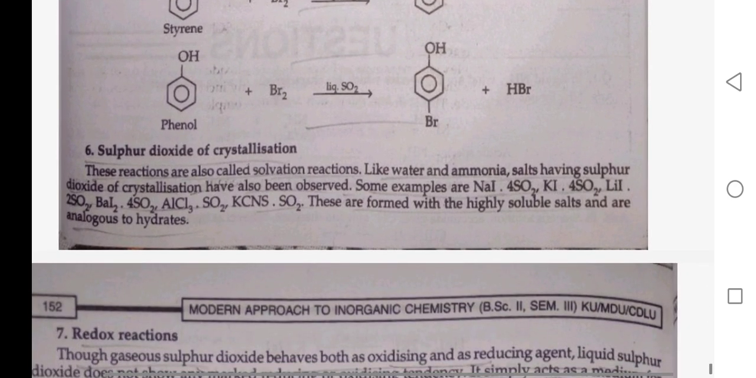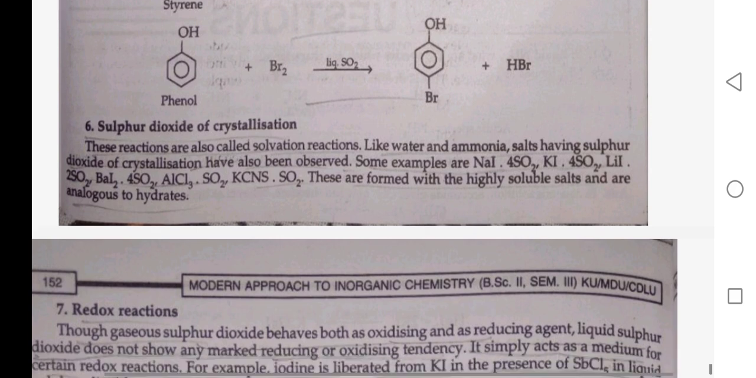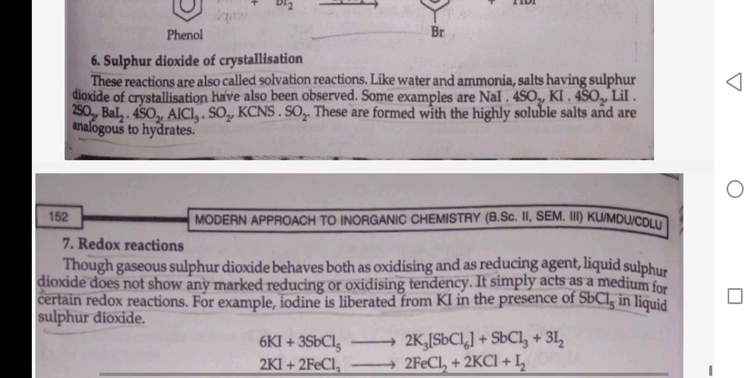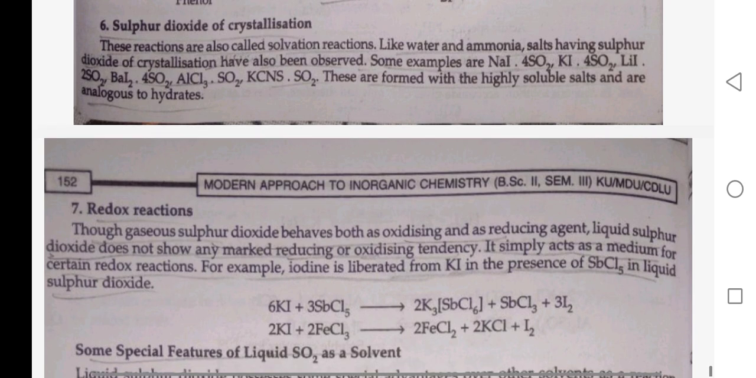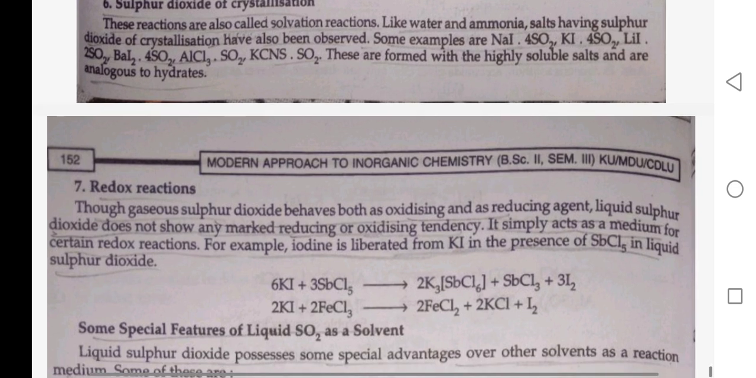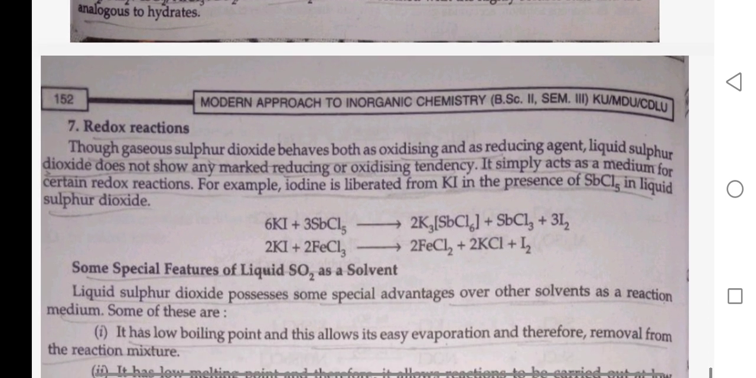Sixth, sulfur dioxide of crystallization. These are also called solvation reactions, like water and ammonia. Salts having sulfur dioxide of crystallization have also been observed. Some examples: NaI.4SO2, KI.4SO2, etc. These are formed with highly soluble salts and are analogous to hydrates.